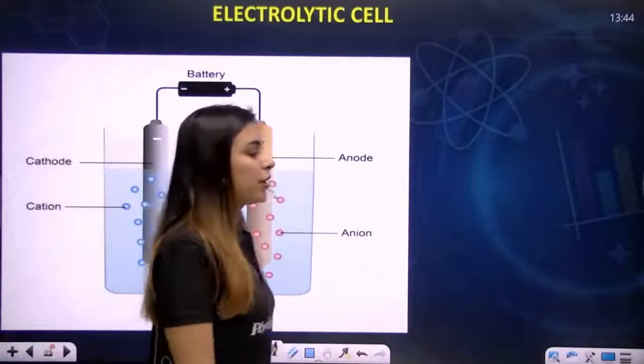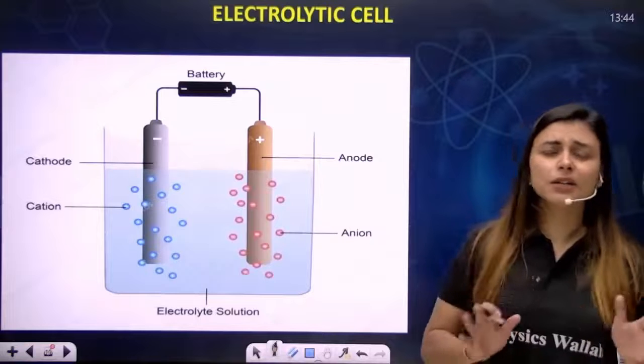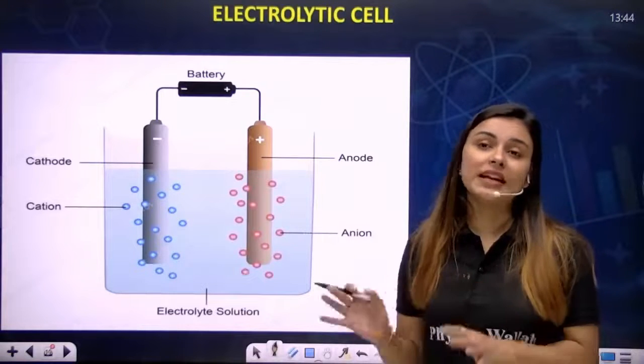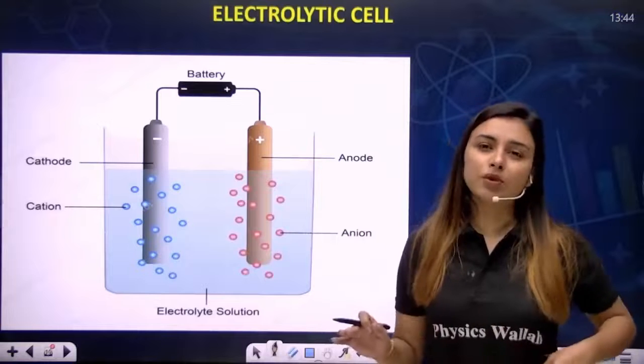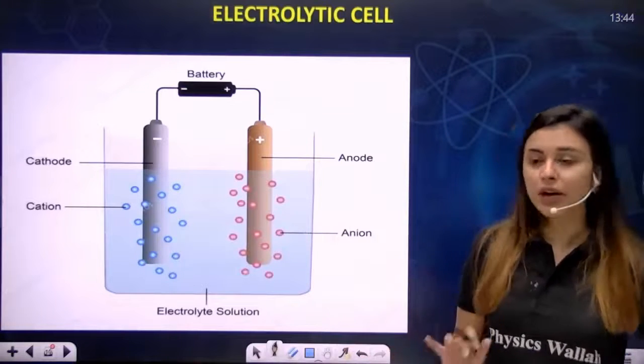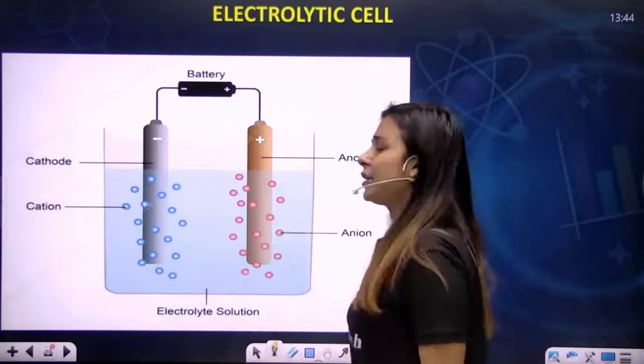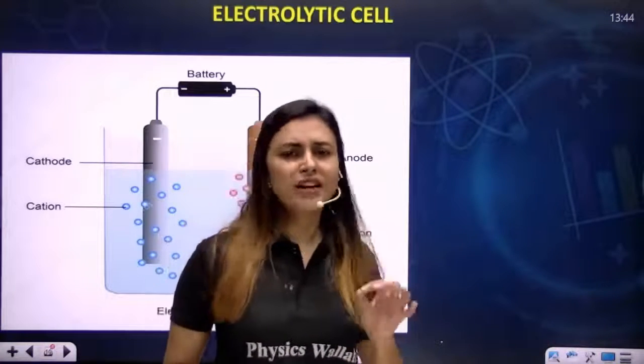Now what are we going to do? We've studied the basic concepts about both the cells. Now we'll be discussing each cell individually and understanding all the types of reactions that are taking place. So if I talk about electrolytic cell, what are the informations that you know beforehand? Let's write those first.